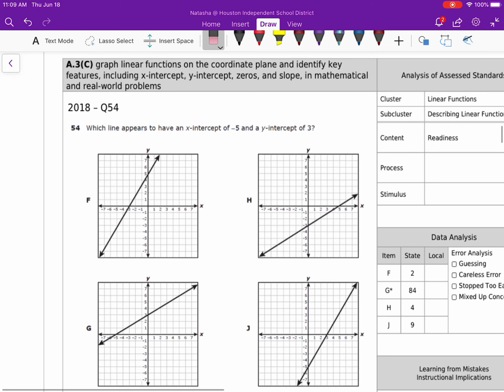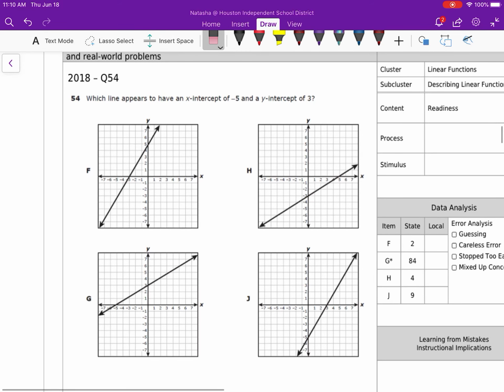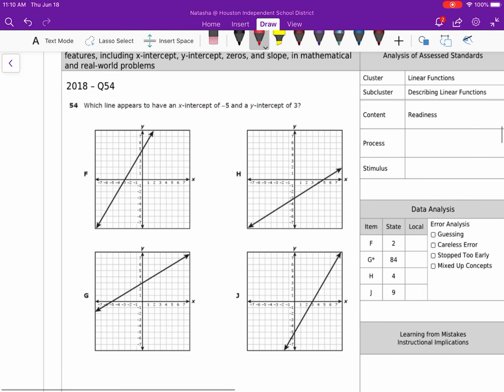All right, so we're going to continue on these episodes on TEACS 3C, which is writing linear functions on the coordinate plane of identified key features, including x-intercepts, y-intercepts, zeros, slope, and mathematical and real-world problems. Okay, on this question from 2018, it asks which graph appears to have the x-intercept of -5 and the y-intercept of 3.